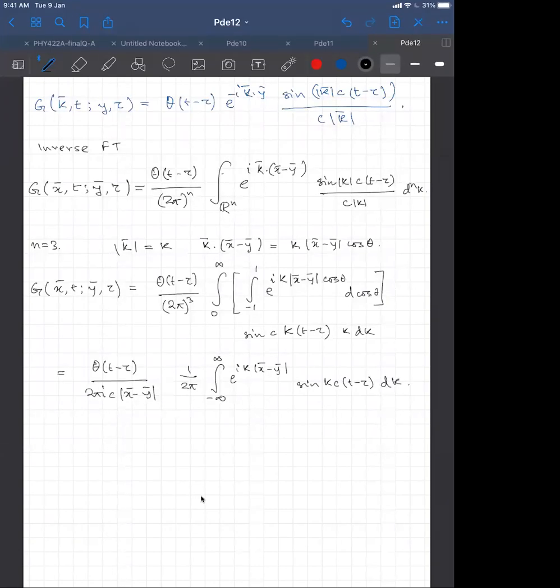Okay, in going from the line here to the line here, what we have done is we have used the fact that the result of integrating over cos theta leaves us with an even function of k, and we recognize the remaining integral. So let's put this in square brackets.